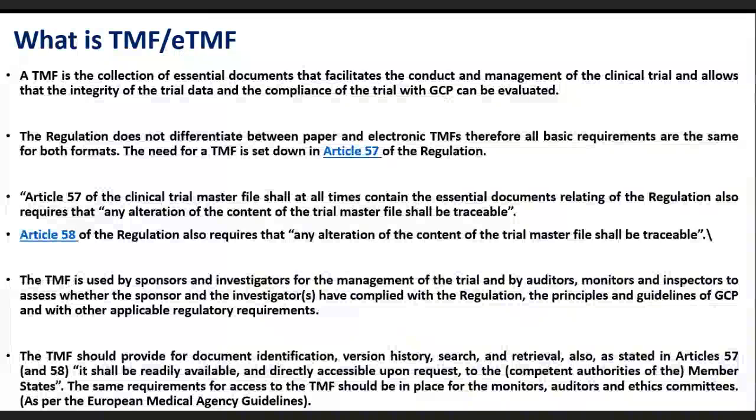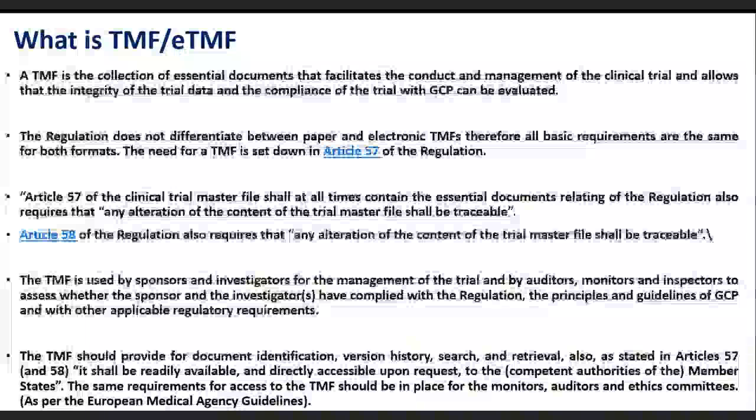Tell me, what is an essential document? For example, the informed consent form is an essential document. The protocol is also essential. Many documents are essential for conducting a trial. We need them at every step.